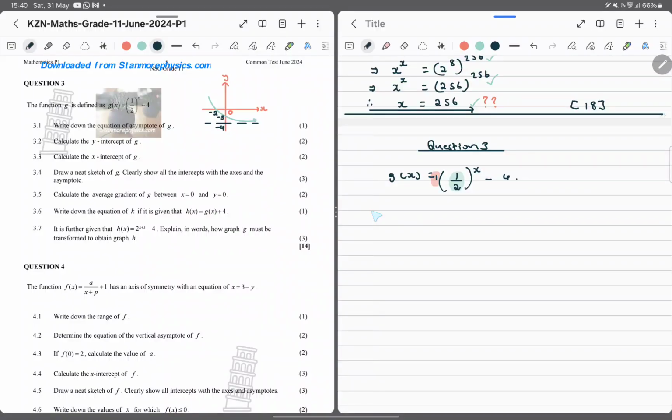Great stuff. So let's move on. Let's just chow the questions straight up. Okay, write down the equation of the asymptote of g. So we know that y is equal to -4, easy 1 mark.